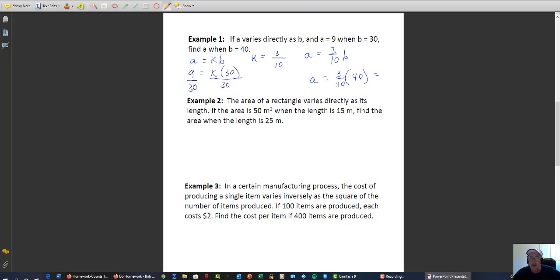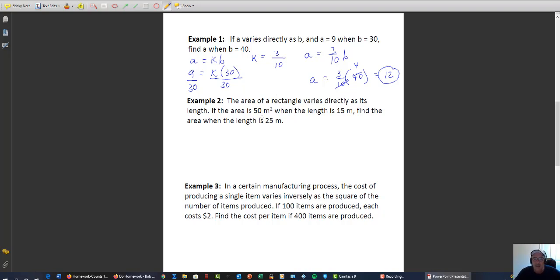All right, so 10 is going to cross cancel with 40 here, giving us 4 times 3. So the final answer for this first example will be 12. All right, continuing, example 2.